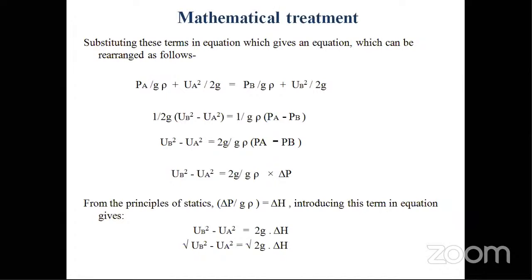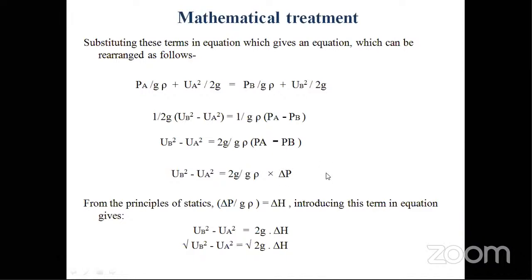After arranging these equations, we get PA by rho plus UA square by 2g equals PB by rho plus UB square by 2g. So if we take the common terms, we get the final equation: UB square minus UA square equals 2g into delta P by rho. Delta P is the pressure difference, meaning PA minus PB.